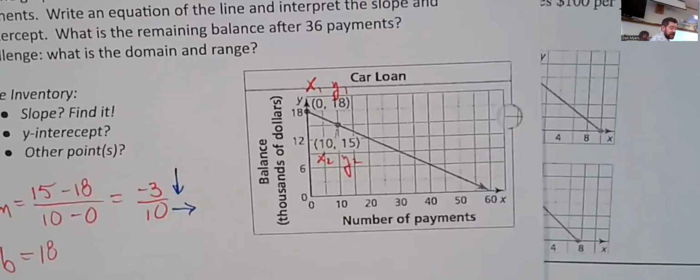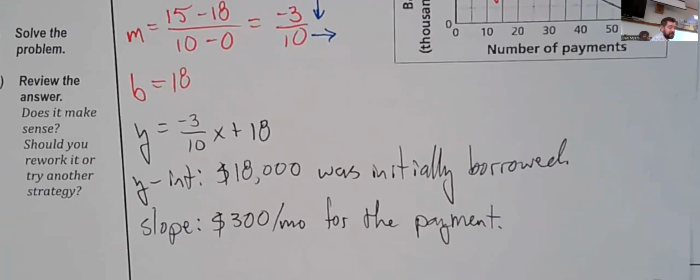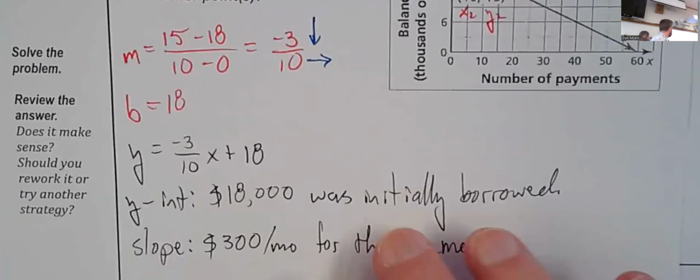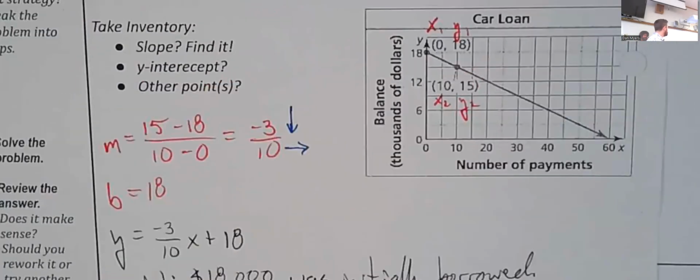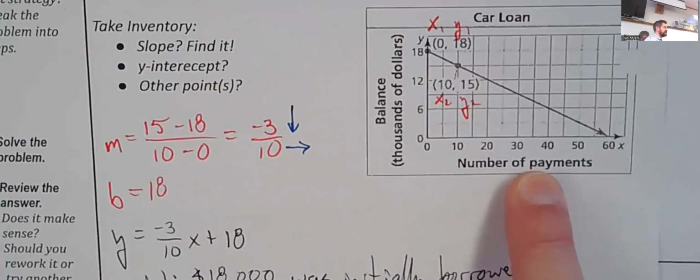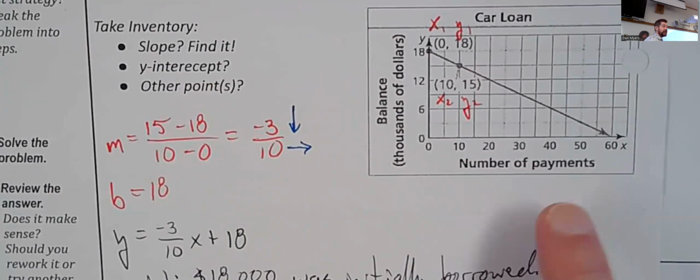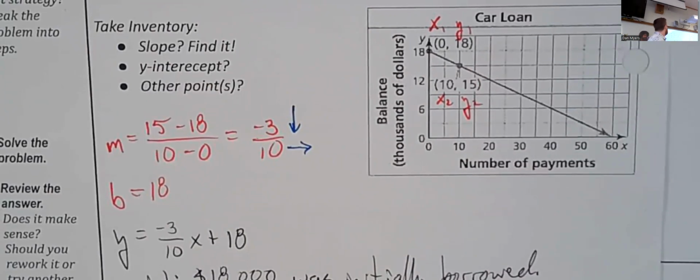So let's see. We got a couple more questions. What is the remaining balance after 36 payments? All right, so we could do one of two things. We could try to find out where 36 is on here. Not really going to be an easy thing to do because the number of payments is going up by 5 each time. So finding 36, probably not. So if we wanted to figure that out, what would we do to figure out how much money is left to pay after 36 months? Any thoughts on that?